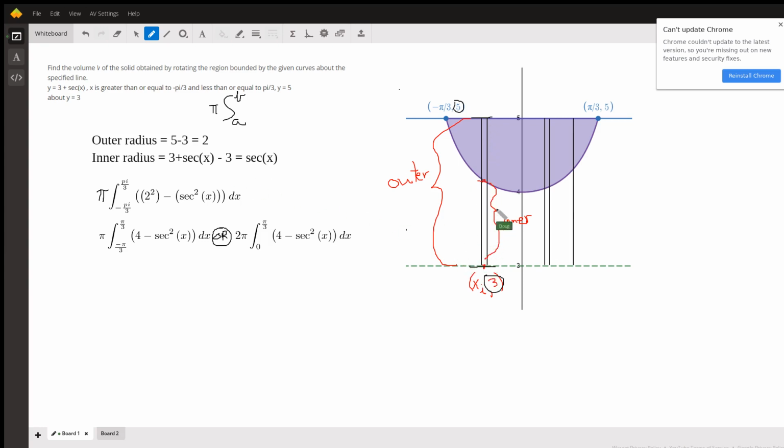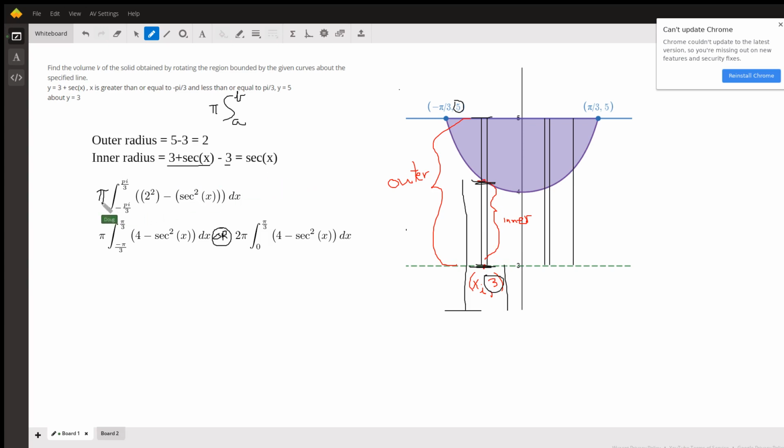To get the inner radius, which is this distance right here, we want the y-coordinate at the top minus the y-coordinate at the bottom. Because see, if we pictured the x-axis down here somewhere, this distance right here would be 3 plus the secant of x. And then if we take away this distance, we've got the length of the inner radius. So usually we just think y at the top minus y at the bottom. That gives us just the secant of x.